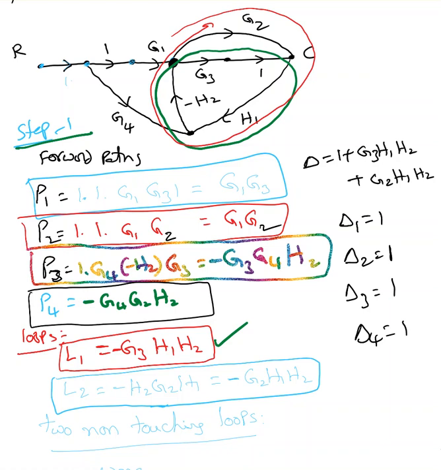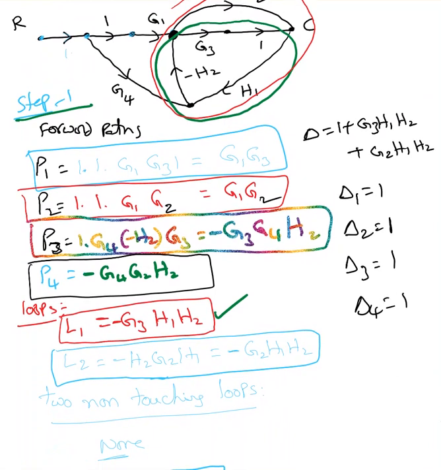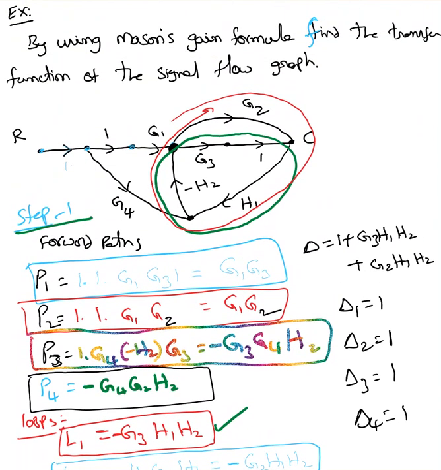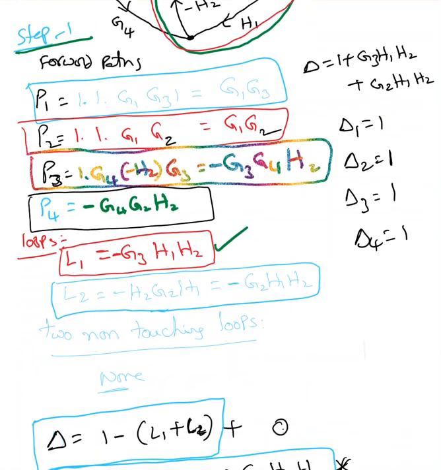Okay, now 2 non-touching loops. So next step is find 2 non-touching loops, 3 non-touching loops. Non-touching in the sense they shouldn't touch any path or they shouldn't touch any node; any one of them satisfies, that's good. So here both loops have a common path. You can see H1 H2 is common in both loops. For sure they're using those 2 paths. So for sure there are no 2 non-touching loops.